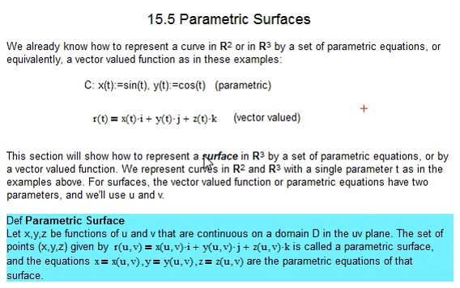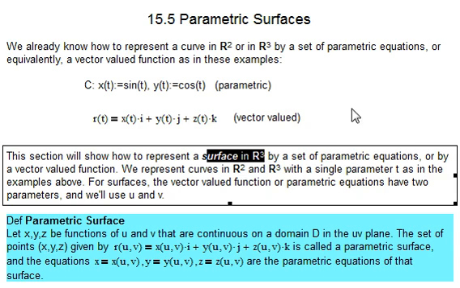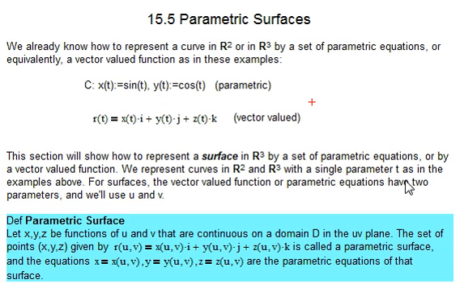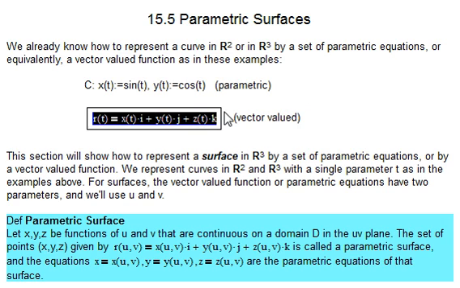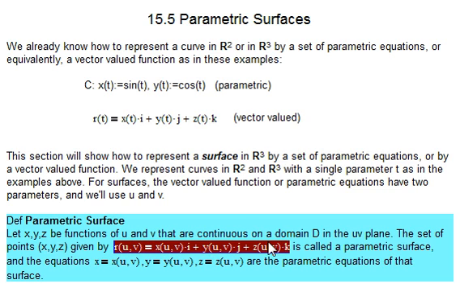So in this section, we're going to learn how to represent a surface, not a wire, but a surface in r cubed by a set of parametric equations. But what's different about the ones we're going to look at in this one is we're going to have two variables in our set of parametric equations. So instead of looking like r of t equals x of t i plus y of t j plus z of t k, in fact it will look like r of u,v is x of u,v times i plus y of u,v times j plus z of u,v times k. And that will be called a parametric surface.